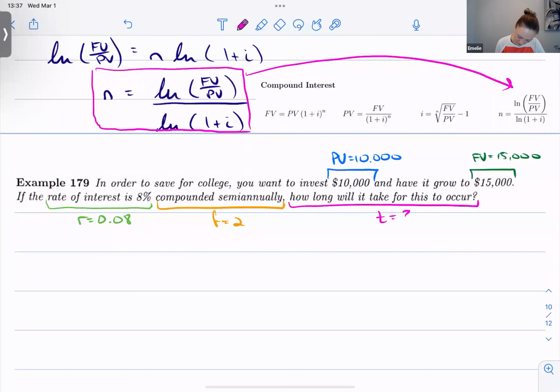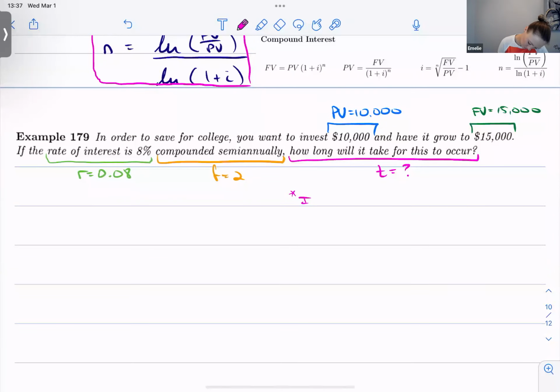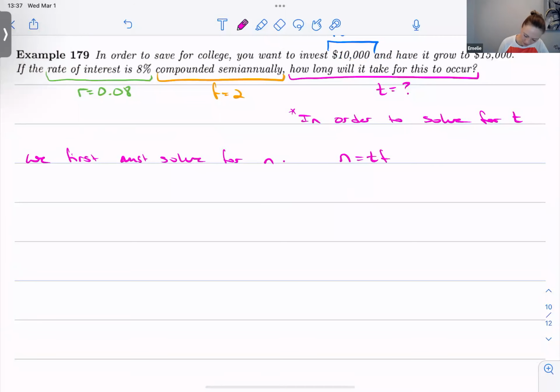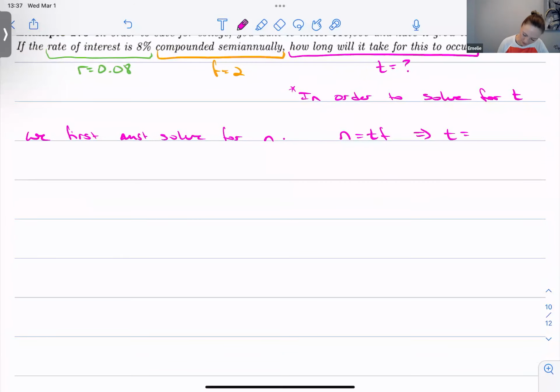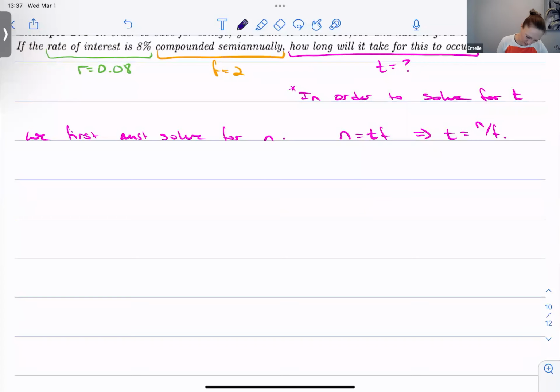So T is what? In order to solve for T, we first must solve for N. And then N is the time times the frequency, which means that T is N divided by F. So once we have N, it's going to be relatively simple to find T. Okay, let's draw out this timeline here.